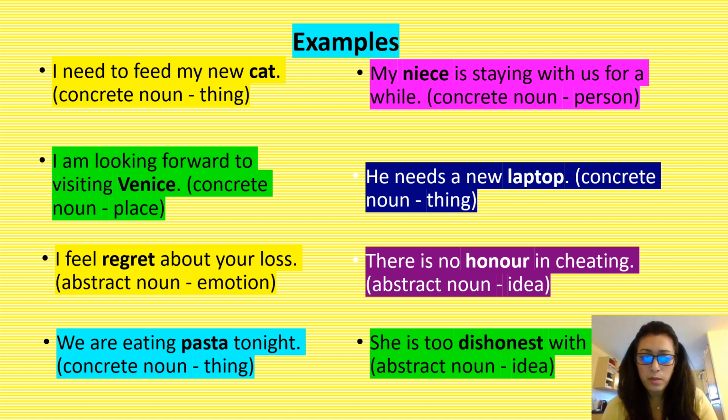I feel regret about your loss. Abstract noun, it shows emotion. There is no honor in cheating. Abstract noun is an idea. We are eating pasta tonight. Concrete noun is a thing. She's too dishonest. Abstract noun is an idea.